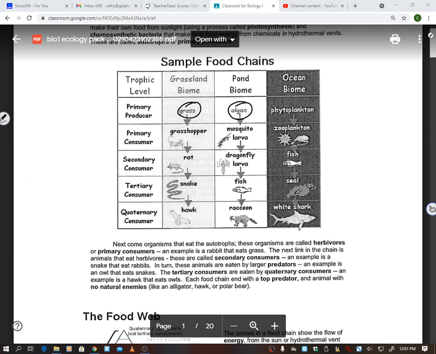Now, here's the thing, even above producers, where are the producers getting their energy from? They're getting it from the sun. So if we're looking at energy flow, we have sun, and then we have grass. It gives the grass energy, and then the grasshopper is getting energy from the grass, the rat getting energy from the grasshopper, snake getting energy from the rat, and the hawk is the last one there. It's getting energy from the snake. Now, food chains can only be so long.